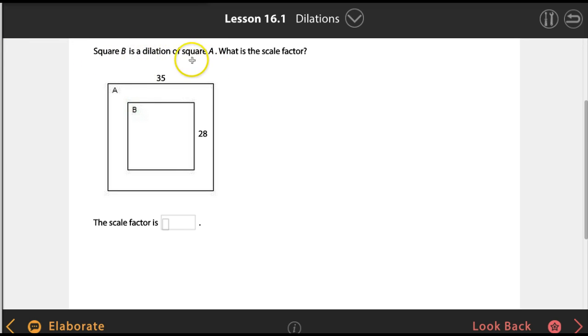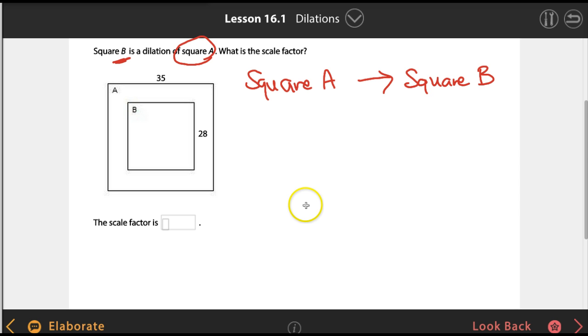So you have to read the question really carefully, okay? Square B is a dilation of square A. What that means is you first start with square A, and then you dilated it and it became square B. A lot of you would get this question wrong because you don't understand if you're supposed to go from A to B or B to A. So square B is what? A dilation of square A. That means you had to dilate square A and then you got square B.